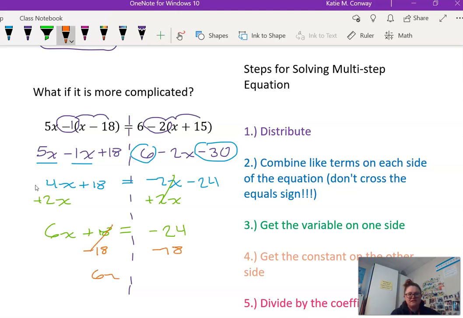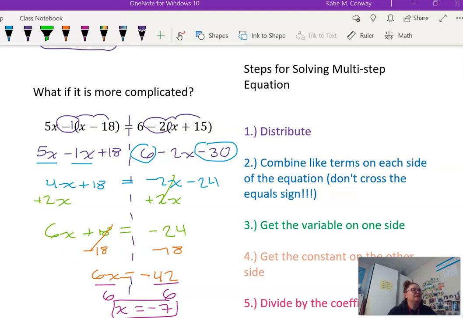So we have 6x equals, and then here's where I'm going to pull out my calculator because those are two awfully big numbers and I don't want to get my math wrong. -24 minus 18 is -42. All right, and then our last step is pretty much always going to be divide. So we're going to divide both sides by 6. So x equals -7.